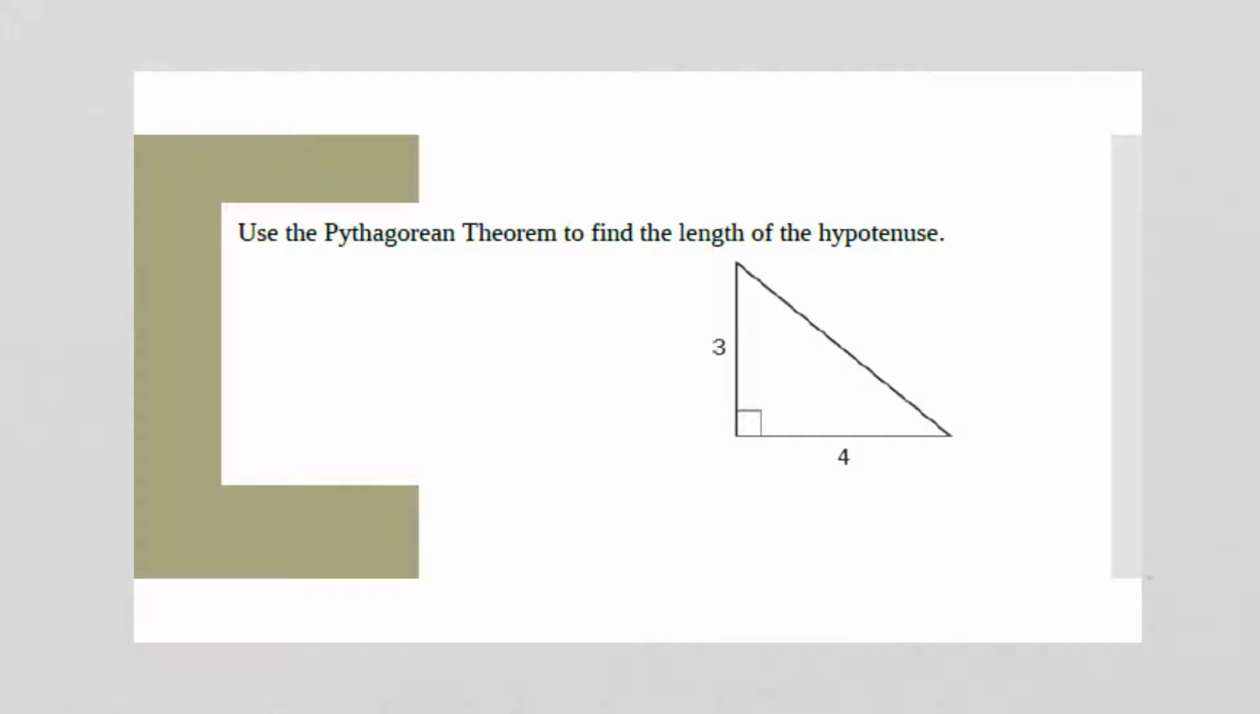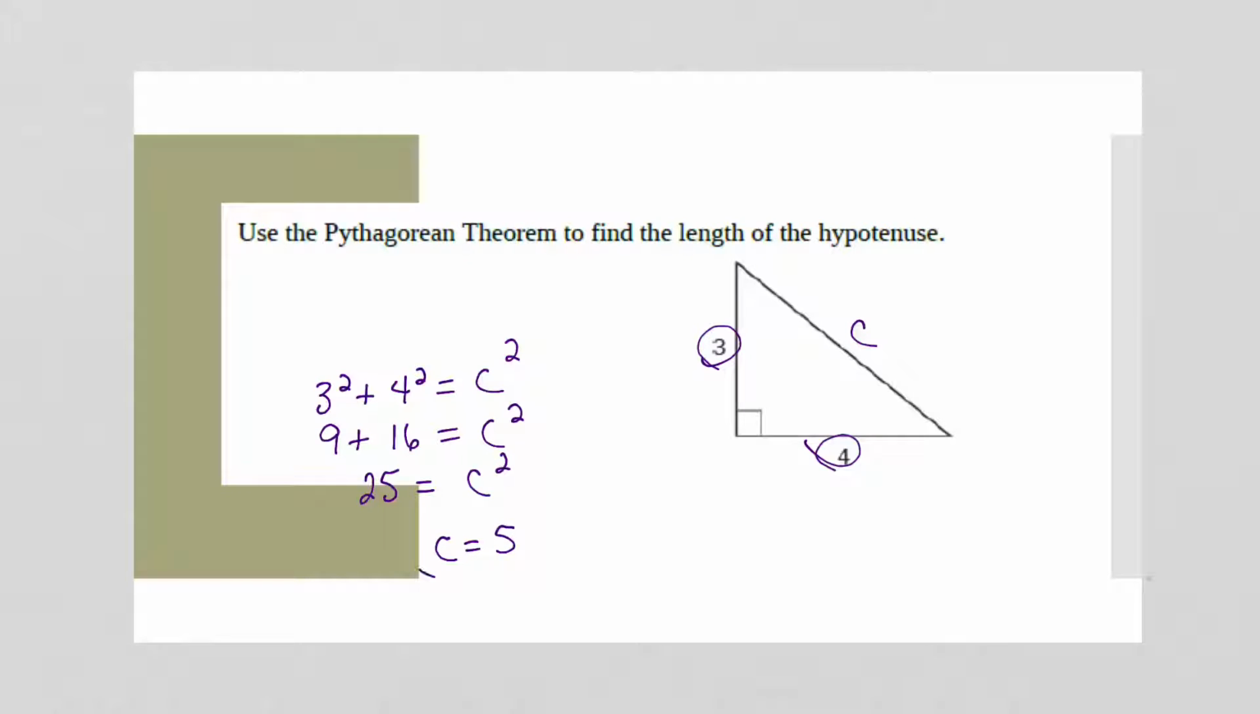Alright, so check this out. Remember, your 2 legs, we have to square them both. 3 squared plus 4 squared is equal to, we're just going to call this sucker C over here, C squared. So I've got 9 plus 16 is equal to C squared. 25 is equal to C squared. What number times itself gives you 25? 5. 5 times 5 is 25. So therefore, this side is 5.